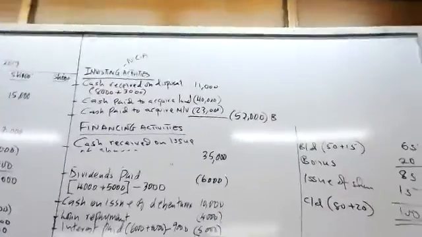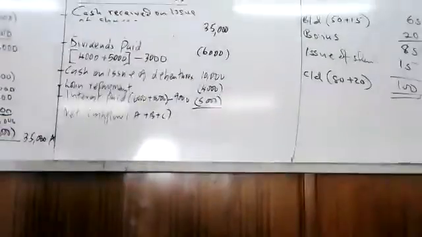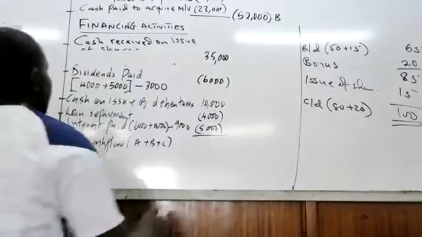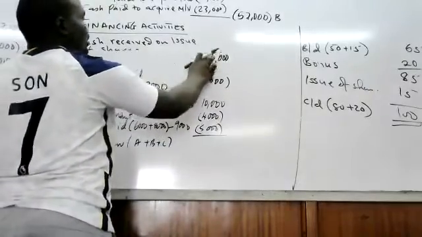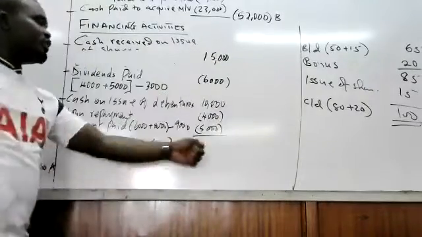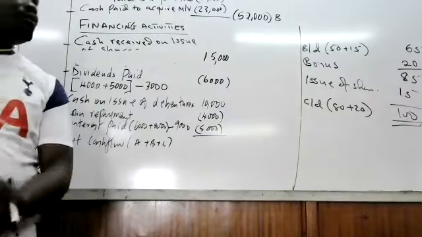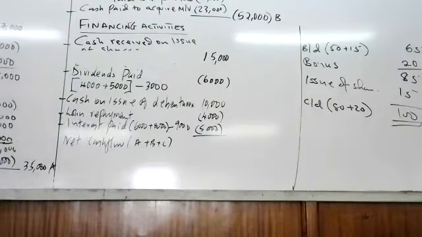All right, so cash on issue of shares, we have changed. Instead of 35, we are talking of 15. Can you amend this? Then we finalize.